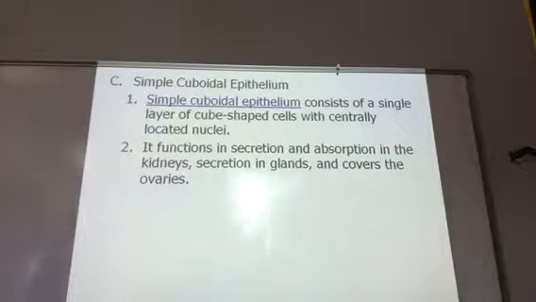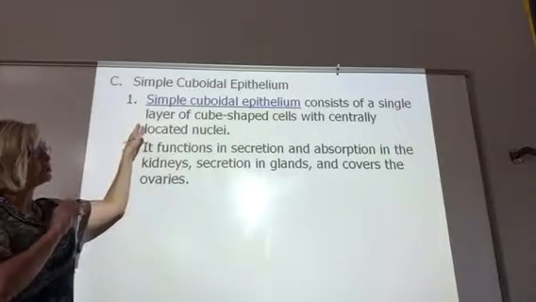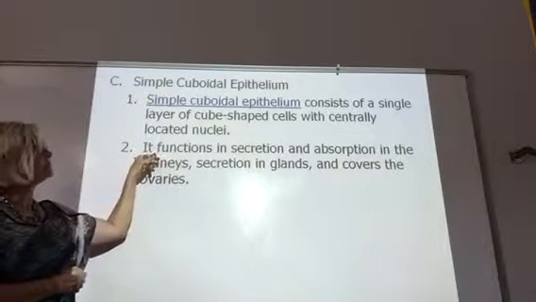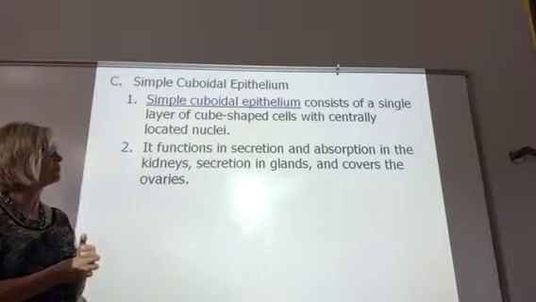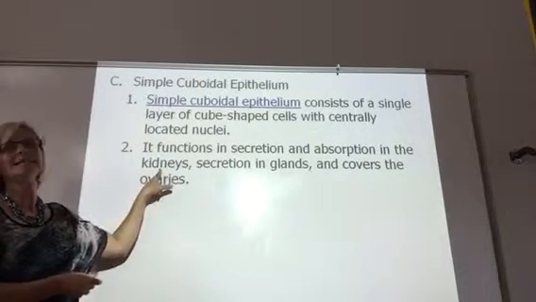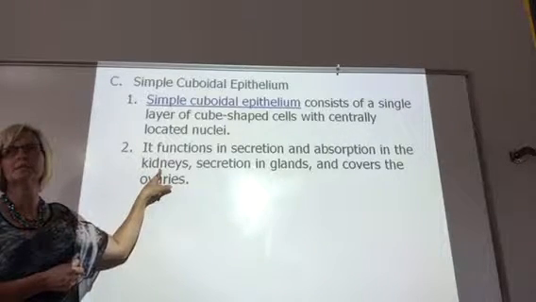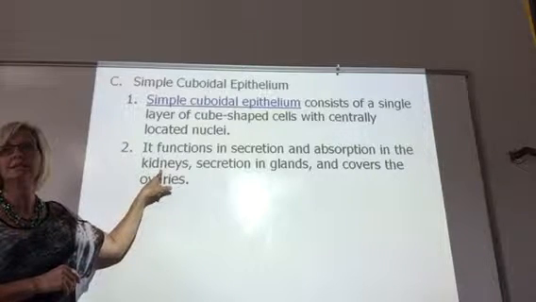Simple cuboidal, one layer, cube shaped. Nucleus is usually right in the middle of these cubes. If I have something simple cuboidal, its function typically is to secrete or absorb something. Kidneys probably the most common. If you're looking at a simple cuboidal cell, most examples will be your kidneys.